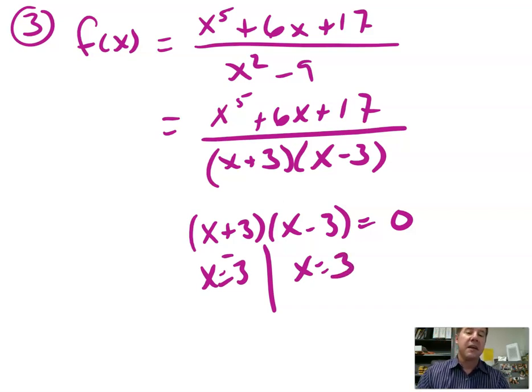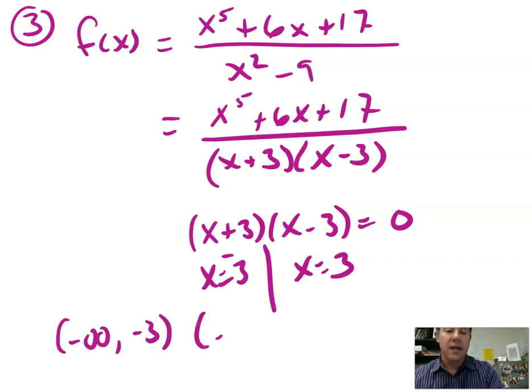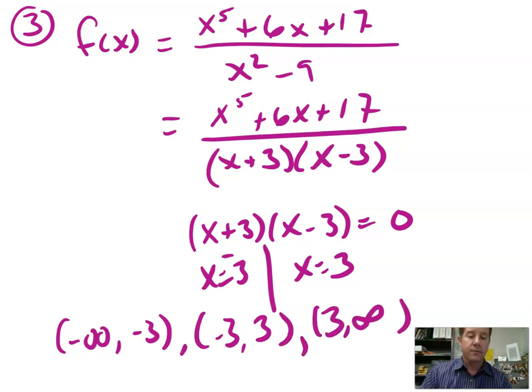That means my function is going to be continuous on the interval from -infinity to -3, then -3 to 3, and then 3 to infinity. Those are my intervals of continuity.